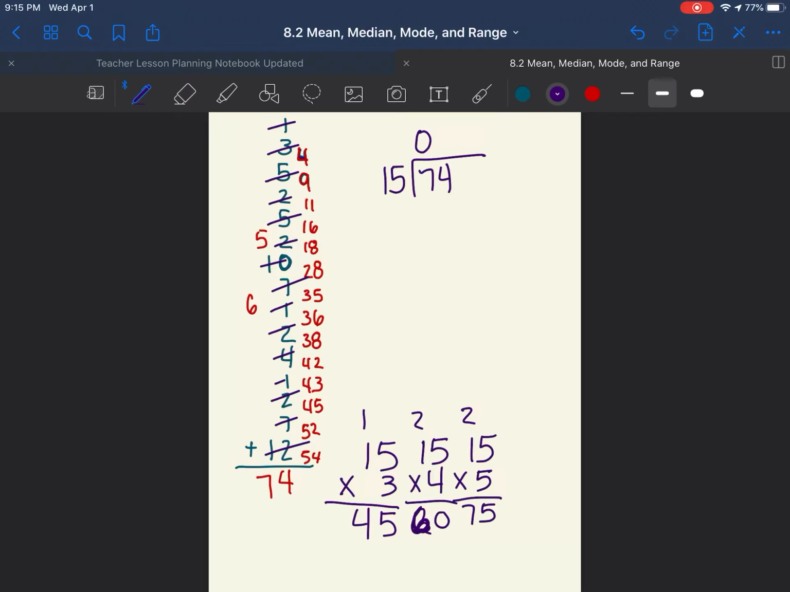So let's put 4 up here. That's 4 times 15 is 60. So I need to subtract.